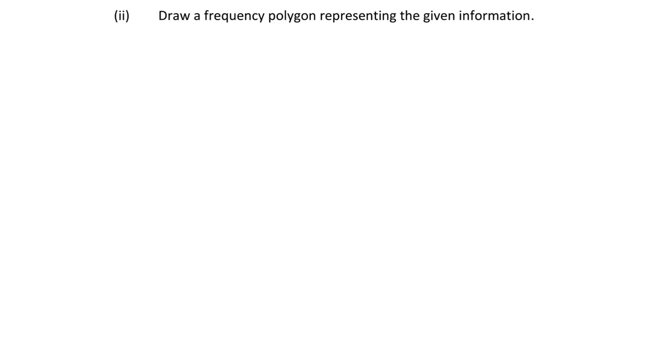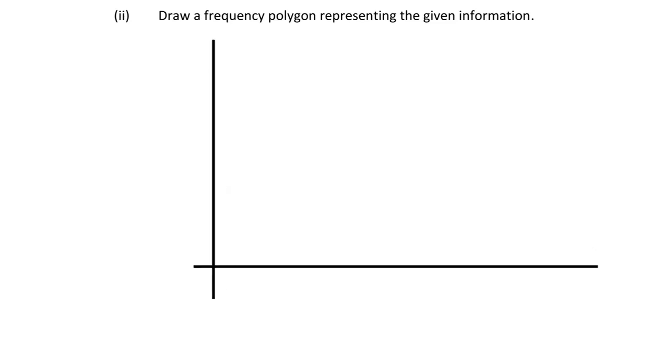For Roman 2, we are supposed to draw a frequency polygon representing the given information. We have to remember that a frequency polygon is a line graph drawn using the data against their frequencies. For this one, first we are going to draw the X and Y axes. Then next we are going to label the X axis. So we have 12, 13, 14, 15, 16, 17, 18, and 19.